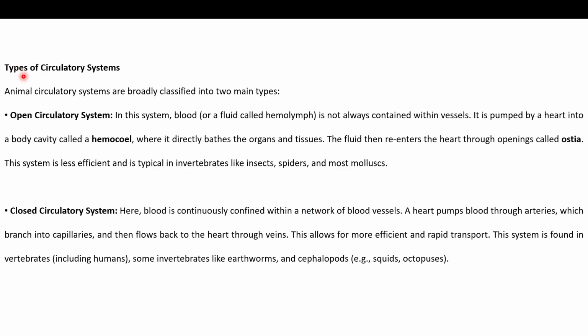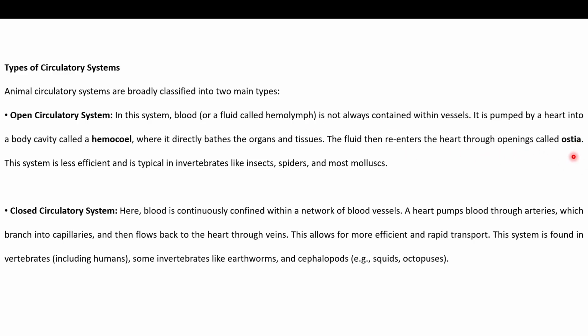Now, there can be majorly two types of circulatory systems. One is open and the other one is closed. So, two main types. In the open one, the blood or a fluid called hemolymph is not always contained within vessels or tubules. It is pumped by a heart into a body cavity called a hemocoel. Coel means cavity. Where it directly bathes the organs and tissues. And then this particular fluid re-enters the heart through openings called ostia.